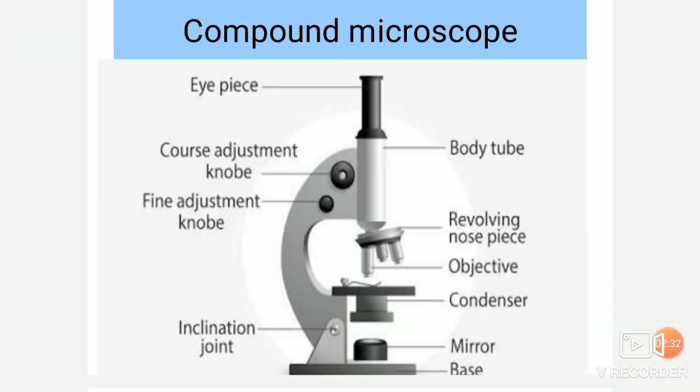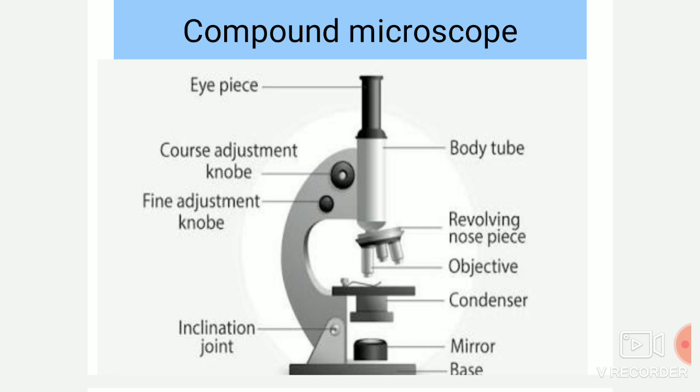So this is the structure of a compound microscope. In the compound microscope you can see many labels. We will start with the base. The base, also known as the foot, is on which the microscope stands properly. That is the base. Inclination joint. With the joint the microscope can be tilted by a few angles. Like now it is at 90 degrees, it can be made 60 degrees, or 70 degrees.